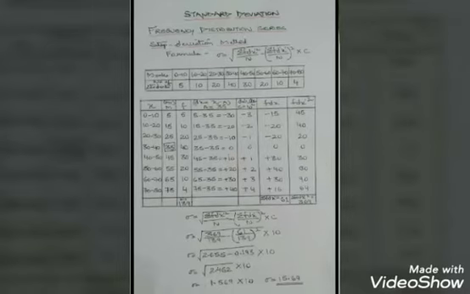What you will do now? You will add all the minus values together and plus values together, and then from the minus and the plus value you will deduct. So when you deduct, you will get sigma f dx to be 61. Now the last one, we'll find out f dx square.